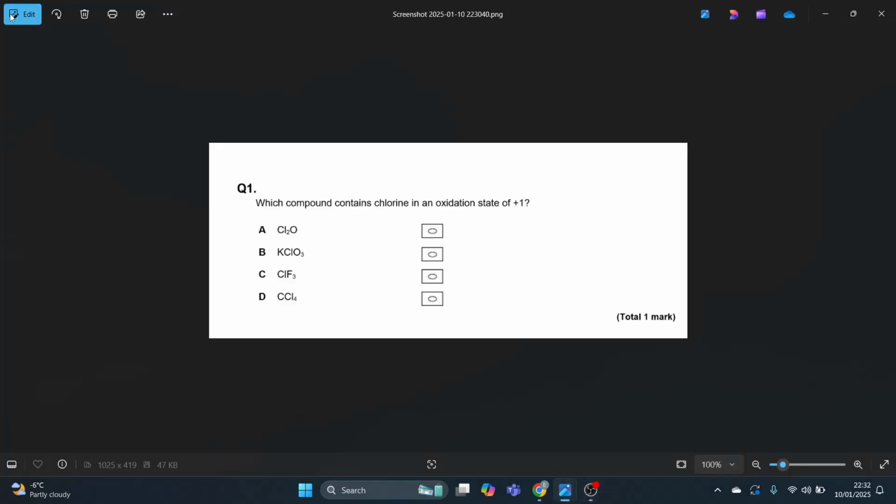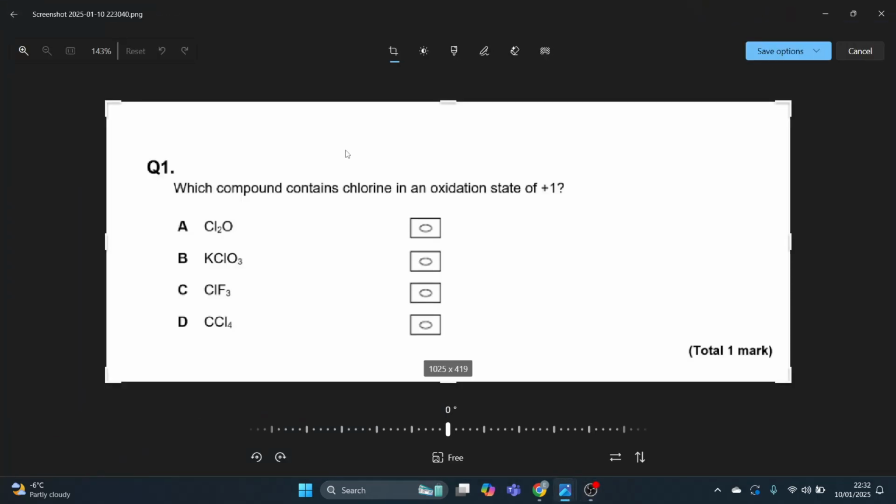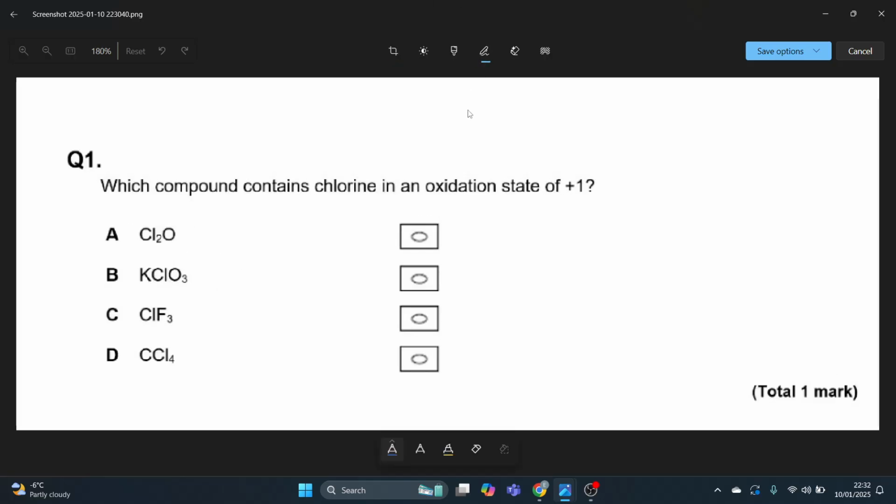Redox reactions, redox topic, even more multiple choice questions. Which compound contains chlorine in oxidation state of +1? If you look at part A, oxygen is -2, chlorine is going to be +2, but because there's two of them, it's going to be +1. So the answer is A.